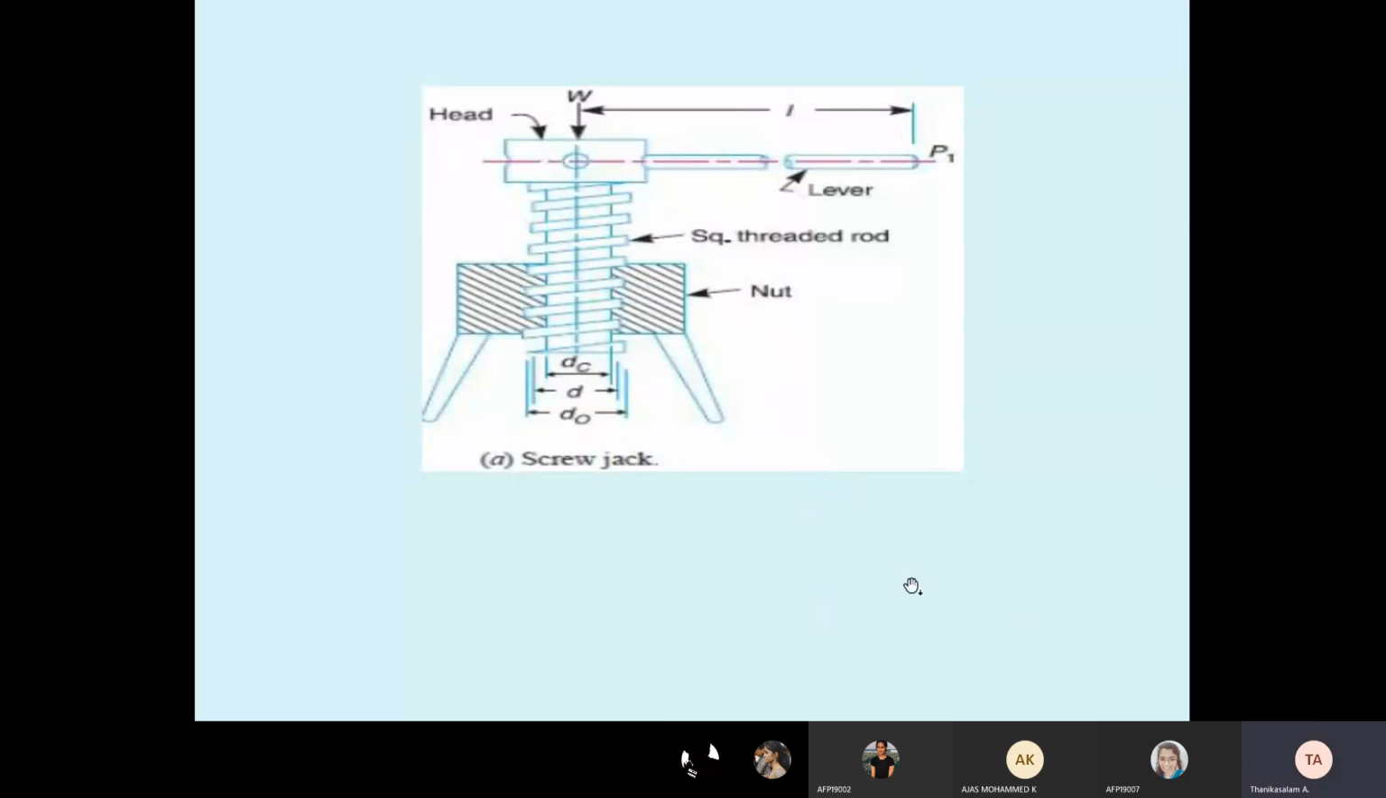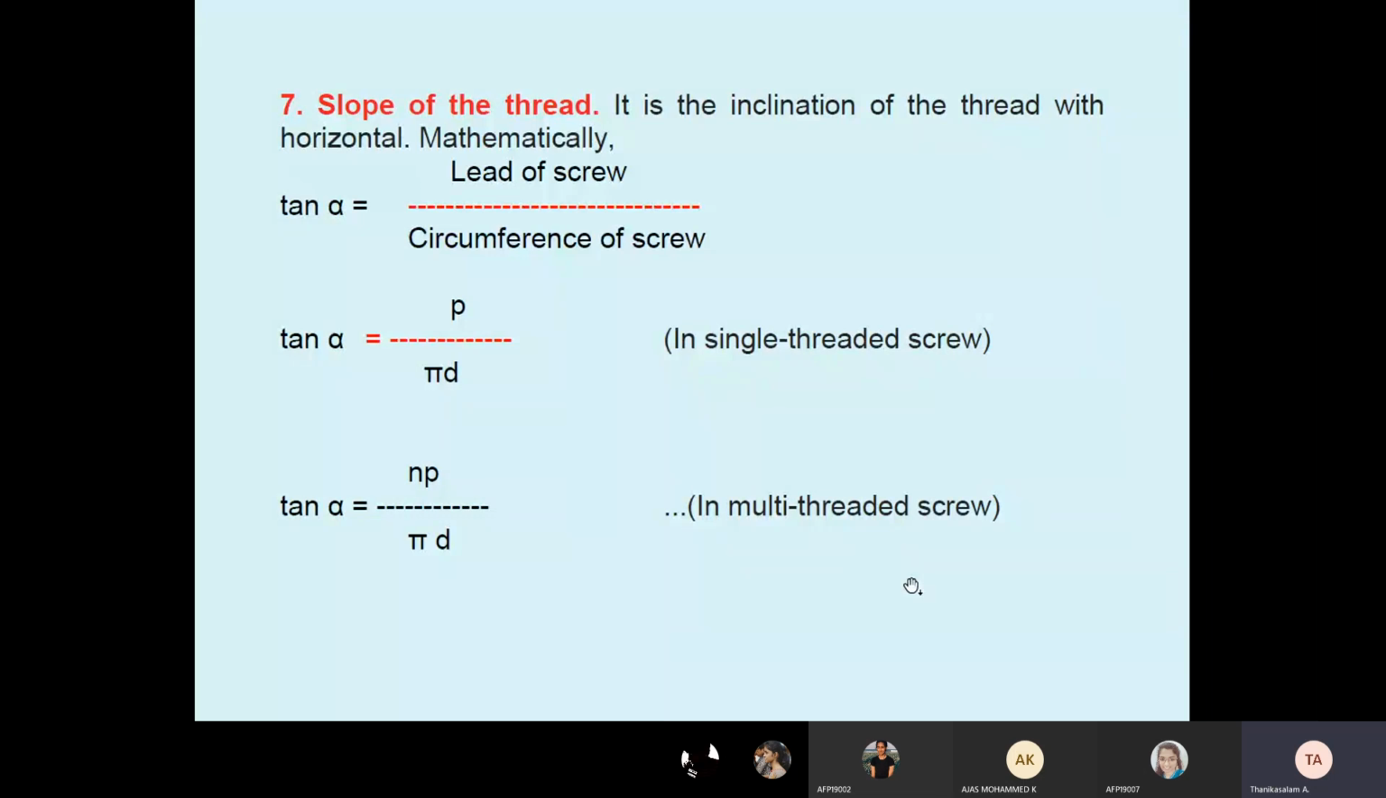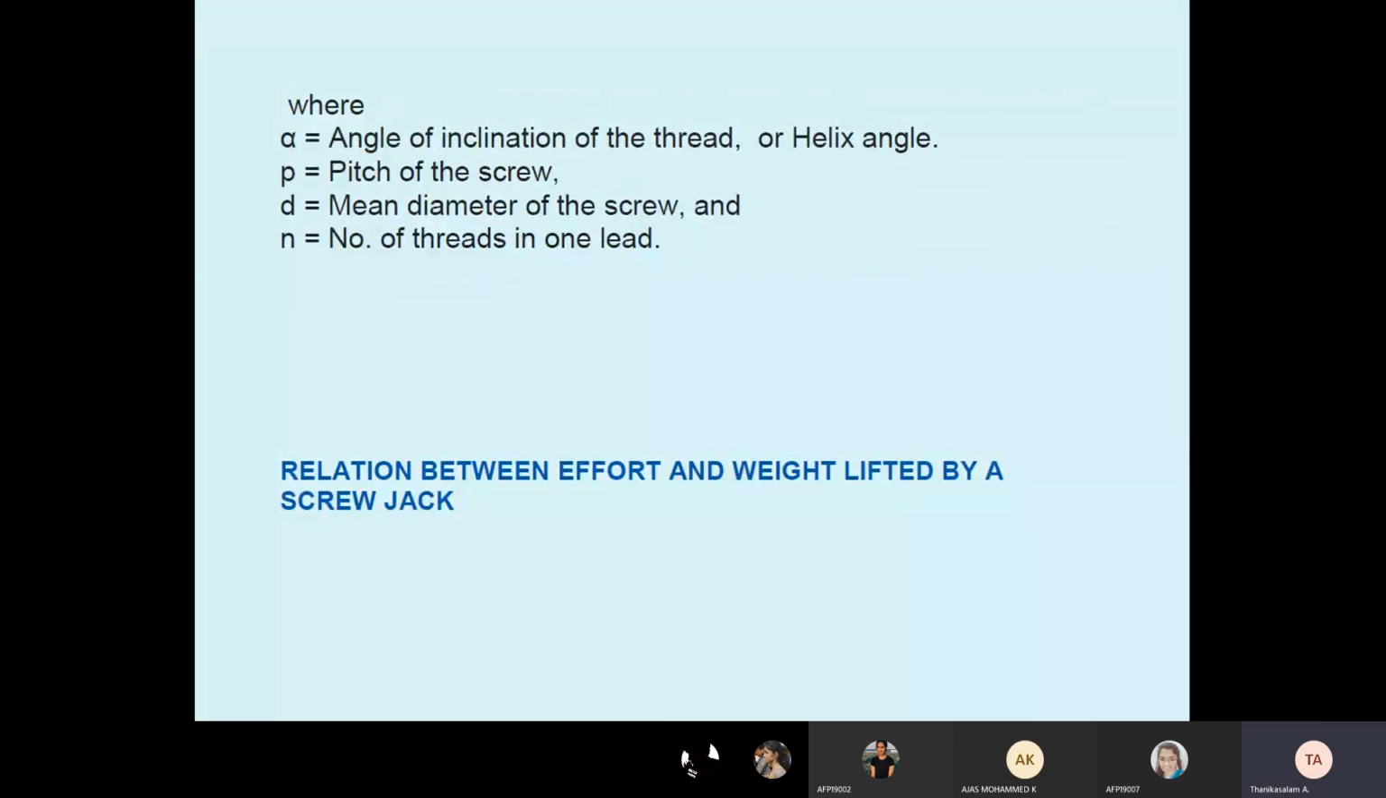So you should remember this formula. Tan alpha equals p by pi d. Alpha equals helix angle. p equals pitch of the screw, small p. Students, small p. d equals diameter of the screw. And N equals number of threads on the lead.